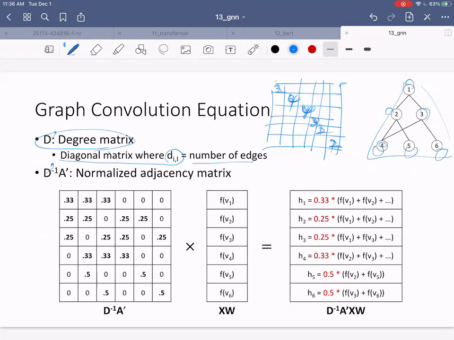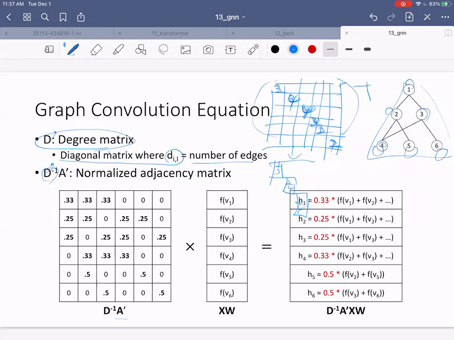And the inverse of the degree matrix, D to the -1, is simply the reciprocal. So the inverse would be 1/3, 1/4, 1/4, something like that. I won't draw it. So D inverse is the reciprocal of this.